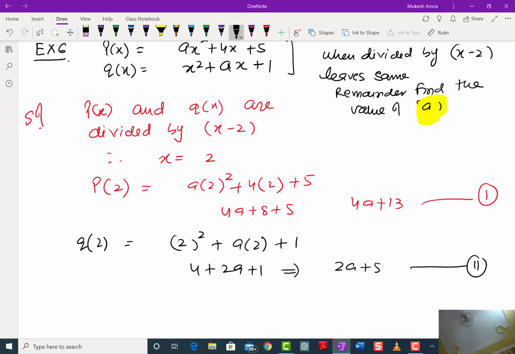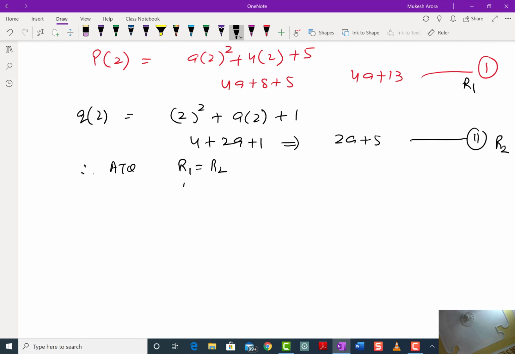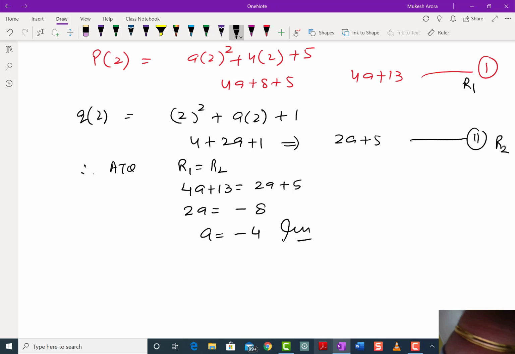Now according to the question, let's say this is remainder 1 and this is remainder 2. According to the question, remainder 1 is equal to remainder 2. So 4a plus 13 is equal to 2a plus 5. So 2a is equal to minus 8, a is equal to minus 4. That is our answer. So this was our remainder theorem.